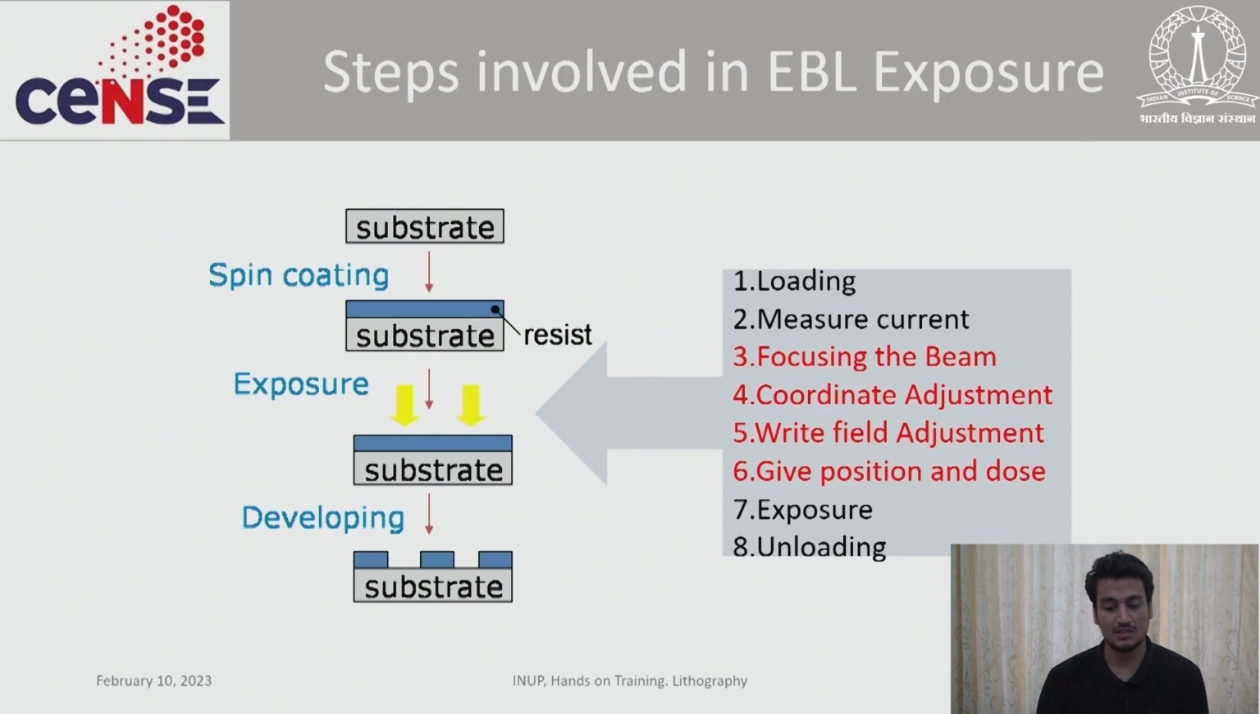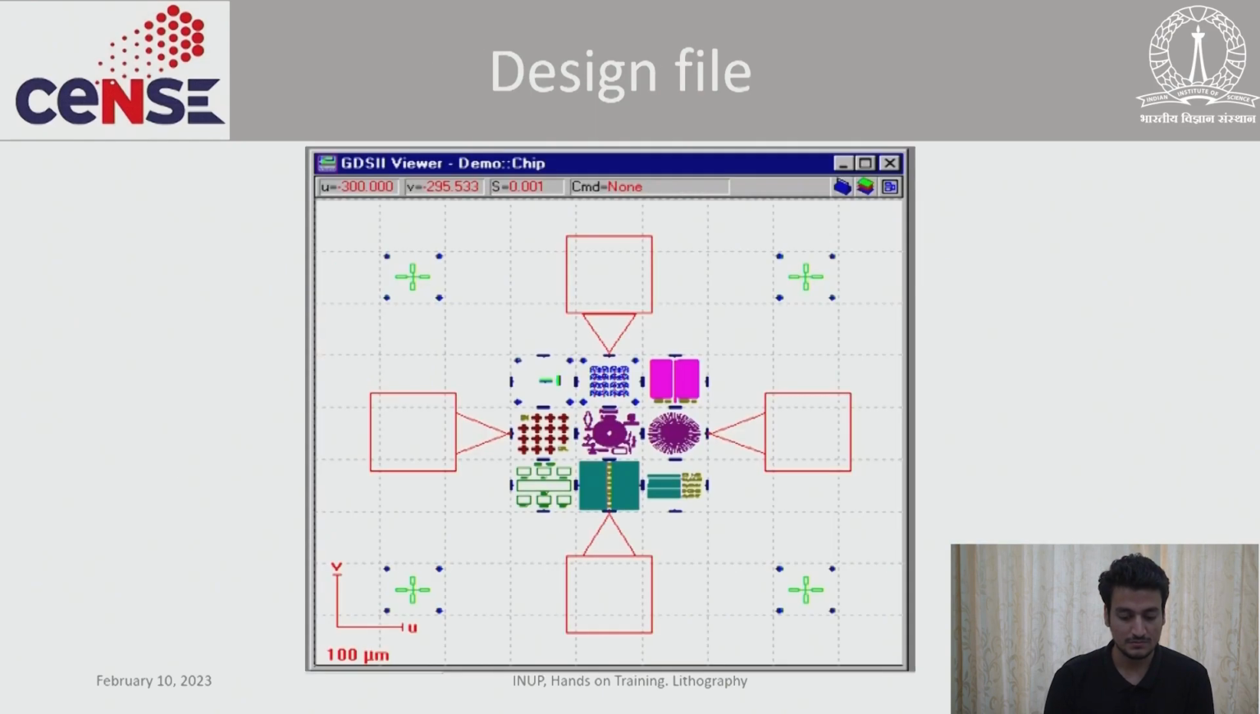So what are the steps in electron beam lithography? Basically the same thing: we have to clean the substrate first, then spin coat the resist chemical, then go for the exposure, then go for the development. And like this we have to create a design for the electron beam lithography process. So this is an example of a GDS file.